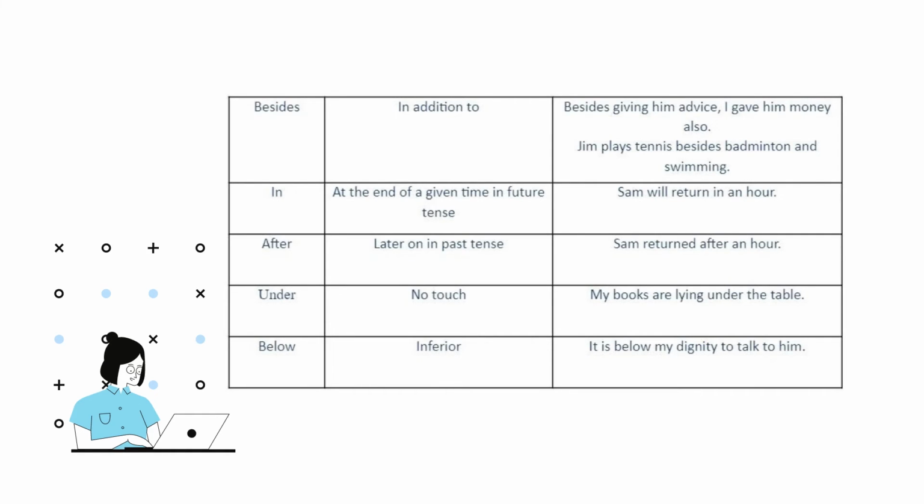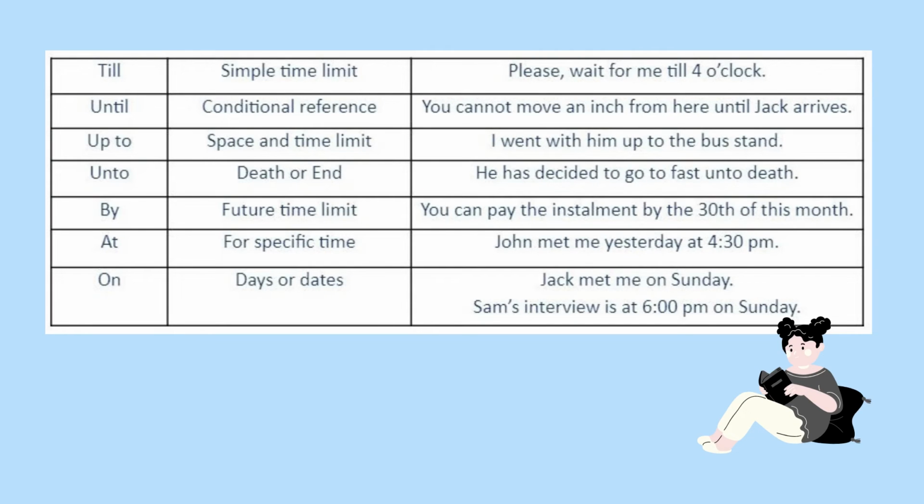The next preposition is till. It shows simple time limit. Example is, please wait for me till 4 o'clock. Here, the time limit is shown by using the preposition till. The next is until. It is used for the conditional reference. The example is, you cannot move an inch from here until Jack arrives.